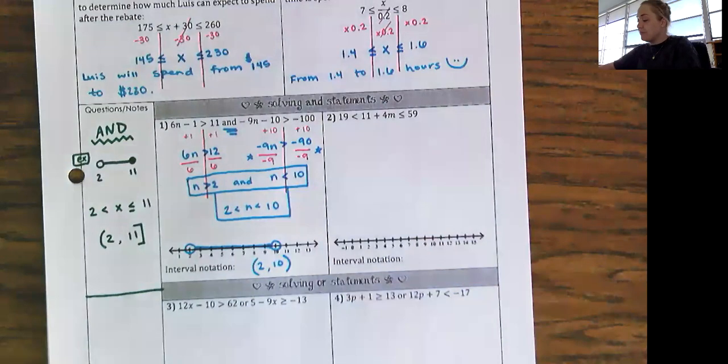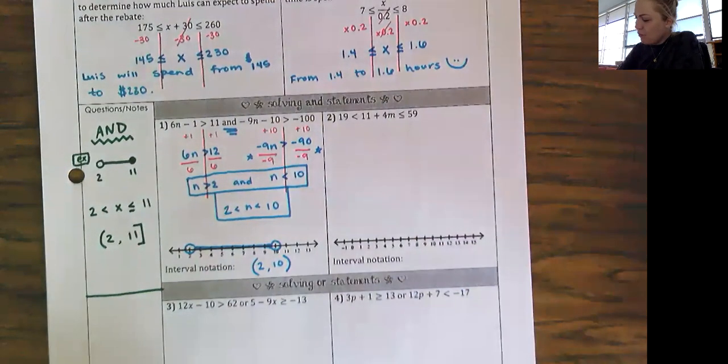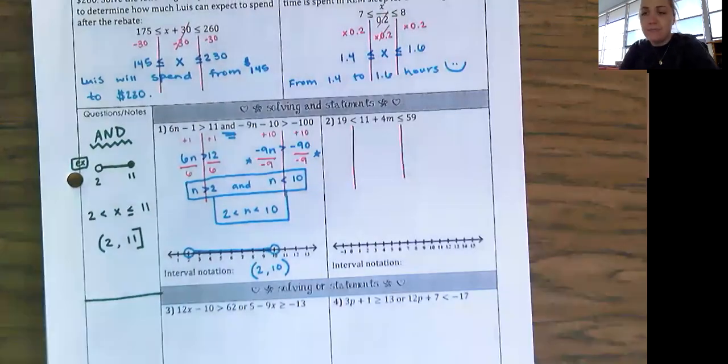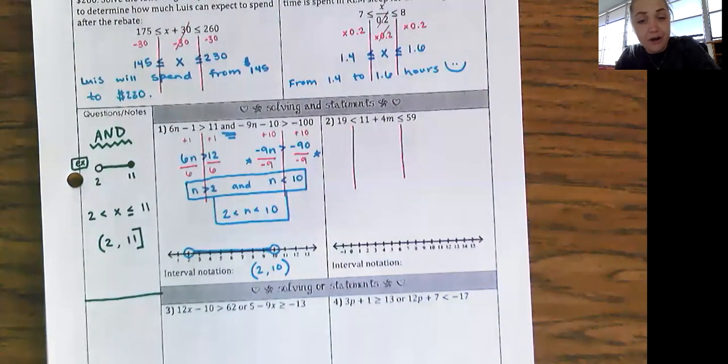Okay, so problem number 2, why don't you split this thing into 3, push pause, and I'd like you to try to solve this one on your own because we'll solve it together in just a moment.